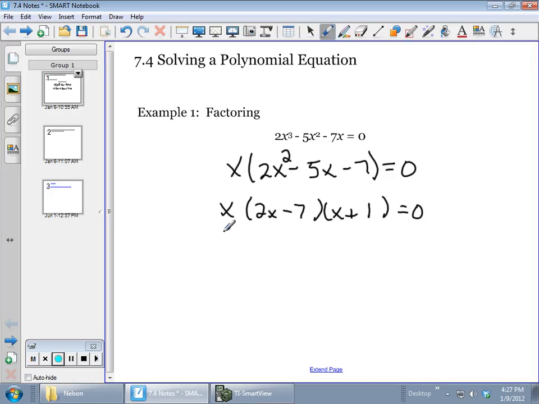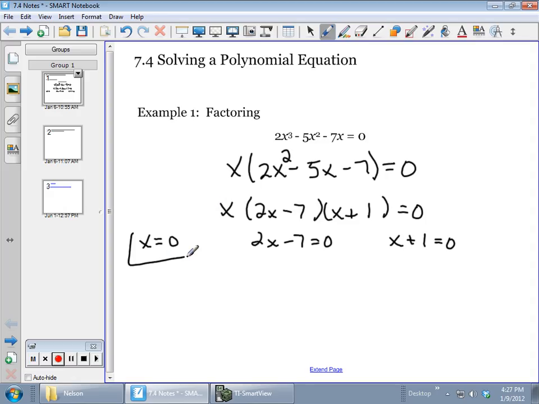Alright, so to solve it, if you recall from when we were doing quadratics, in order for this to equal 0, one of these things has to be 0. For example, if this was 0 right here, 2x minus 7, x times 0 times whatever this is would give you 0, because when you multiply by 0, you get 0. So one of these three things has to be 0 in order to make this true. So we've got three options. One, x could be 0. The other option, 2x minus 7, could be 0. And the other option is x plus 1 could be 0.